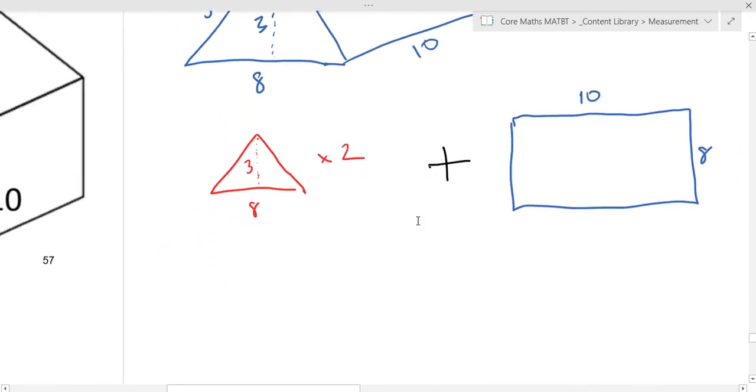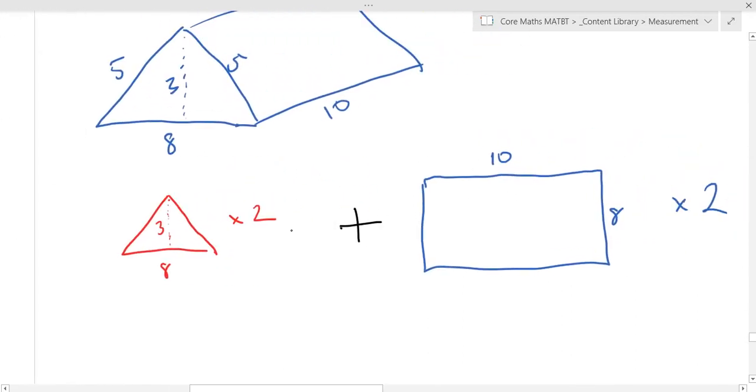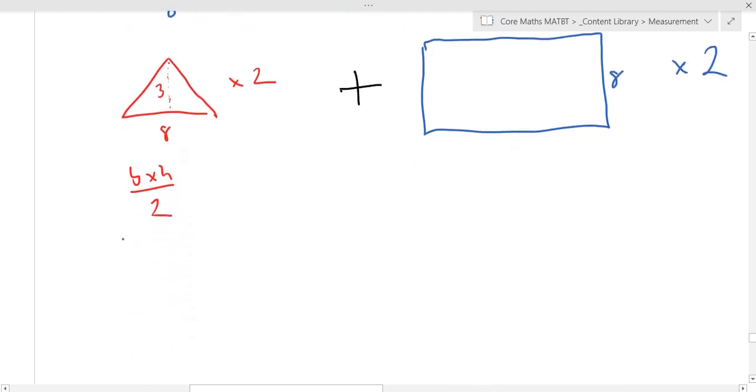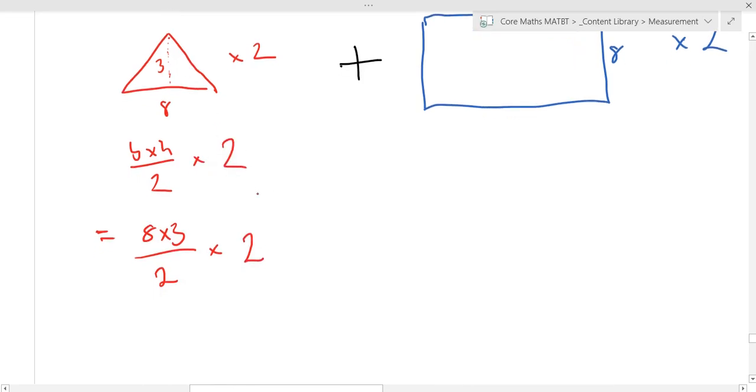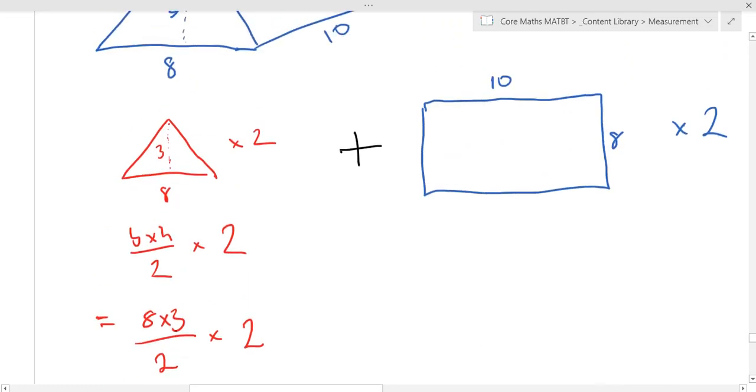So now we can calculate the area of this and add them together. Let's go with the first one. This is a triangle. Remember the formula for a triangle? Base times height divided by 2. So that would be 8 times 3 divided by 2. And you've got to multiply it by 2 because there's 2 of those triangles. Don't forget that. So that should be 24. So that's the 2 triangles.